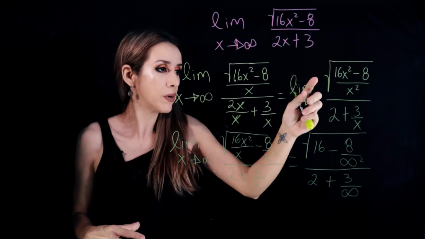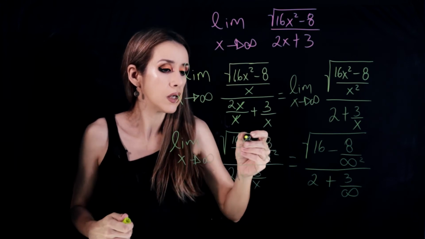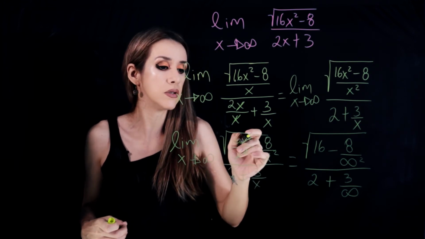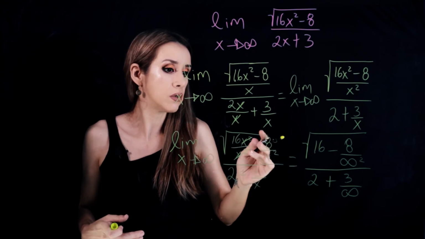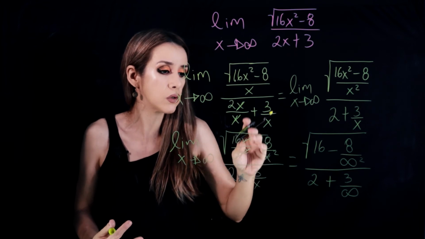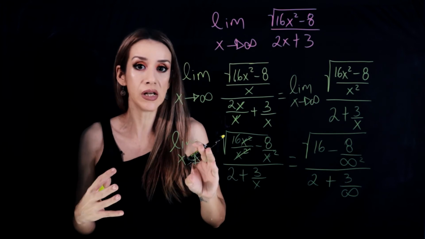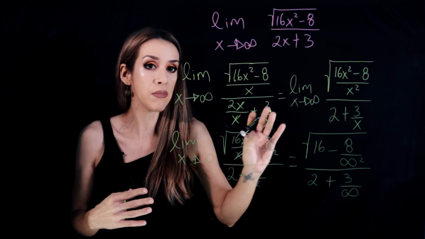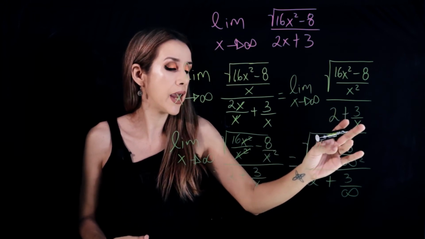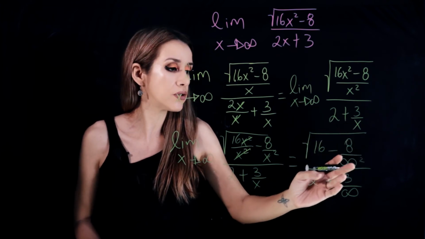To simplify this part, I just split the fraction in 2 parts to cancel out this 2. This was meant to be squared. Okay, this 2x squared. So all the rest of the elements are going to be copied just in the same way because we're not going to alter anything in them. After this, I just need to substitute the infinity every time that I have an x in my function. That's what I have, the square root of 16 minus 8 over infinity to the second power, divided by 2 plus 3 over infinity.